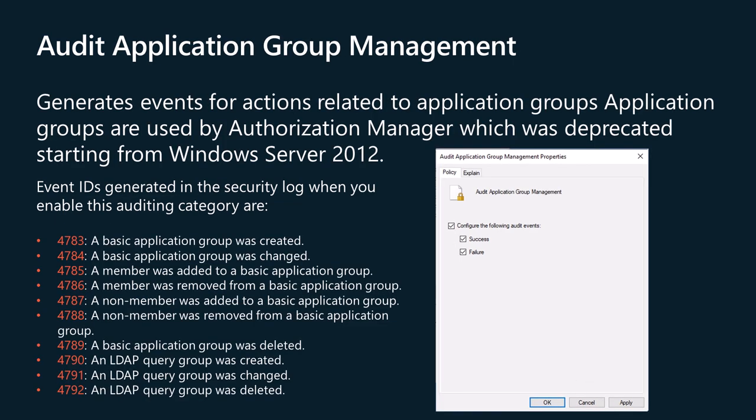The audit application group management policy generates events for actions related to application groups, such as group creation, modification, addition or removal of group members, and some other actions. Application groups are used by Authorization Manager, which was deprecated starting from Windows Server 2012. I've included this policy here because it's in the GPO and you might have been curious as to what it was meant to do, even if it does absolutely nothing useful.